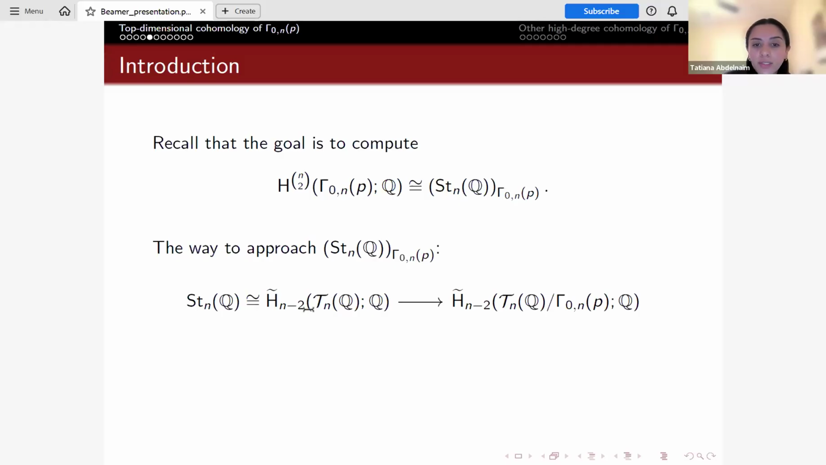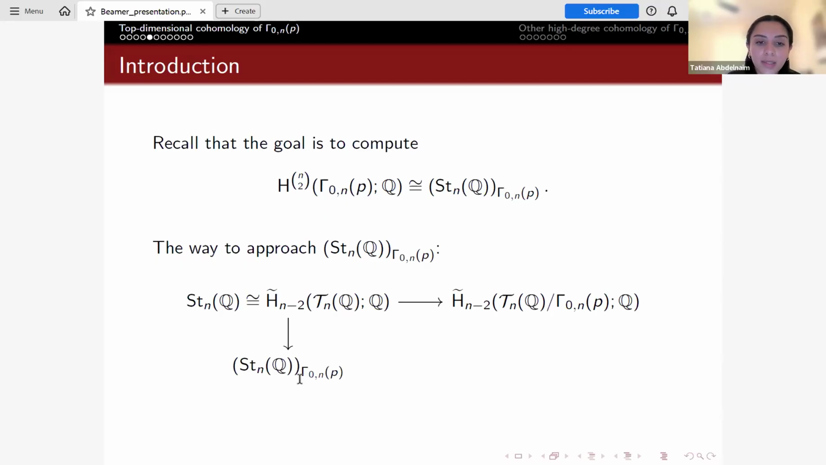So if we look at this map here, let's ignore the homology for a second, and then we always have a surjective map from the Tits building to the Tits building mod gamma. And so this map induces a map on the homology. But now the left-hand side is by definition the Steinberg module. And since the coinvariance is a quotient of the Steinberg module, we get a surjective map this way.